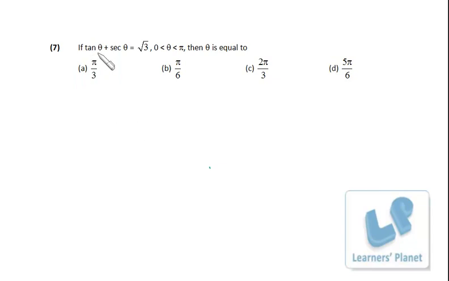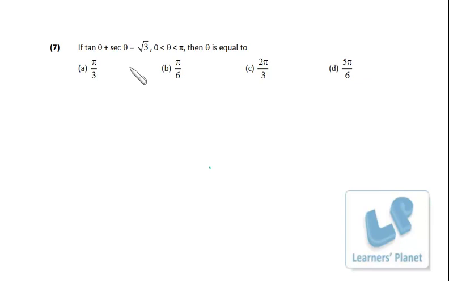Now this question: if tan theta plus sec theta is equal to root 3 and theta is between 0 and pi, that means it is in the first two quadrants. So then theta is equal to... Instead of making any sort of equations, you can directly put the values from the options into this equation. For that you must know the basic values, right?